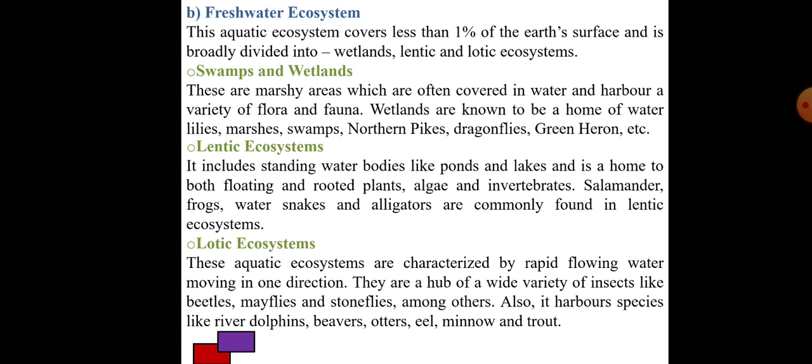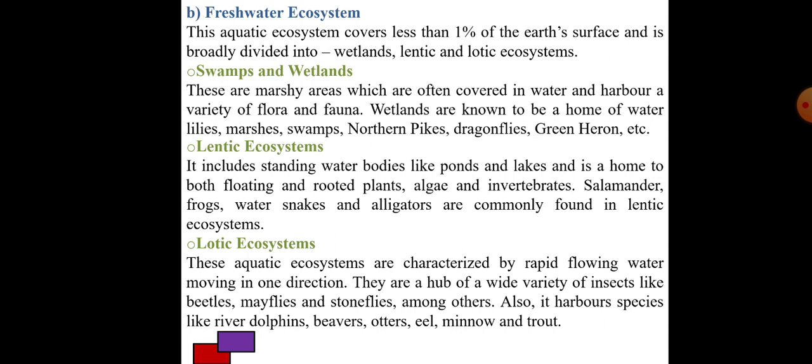These aquatic ecosystems cover less than 1% of the earth's surface and are broadly divided into wetlands, then lentic and lotic ecosystems. Then their subtype swamp and wetlands. So these are marshy areas which are often covered in water and harbor a variety of flora and fauna. So wetlands are known to be a home of water lilies, then marshes, swamps, then northern pikes, then dragonflies, green heron, okay, etc. are some examples of wetlands.